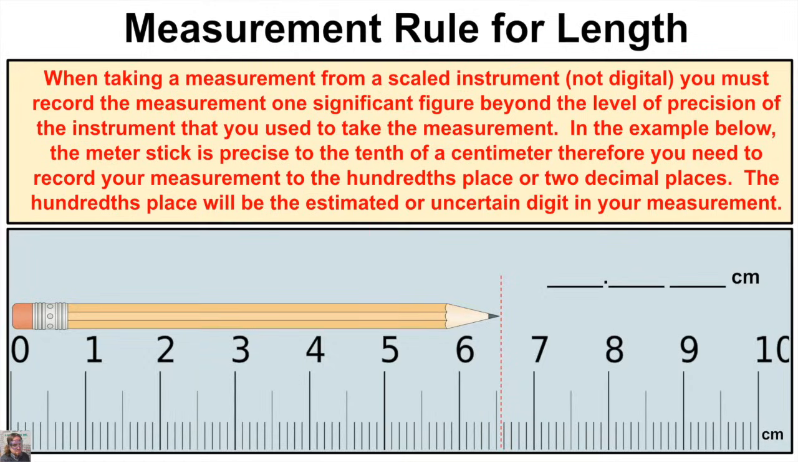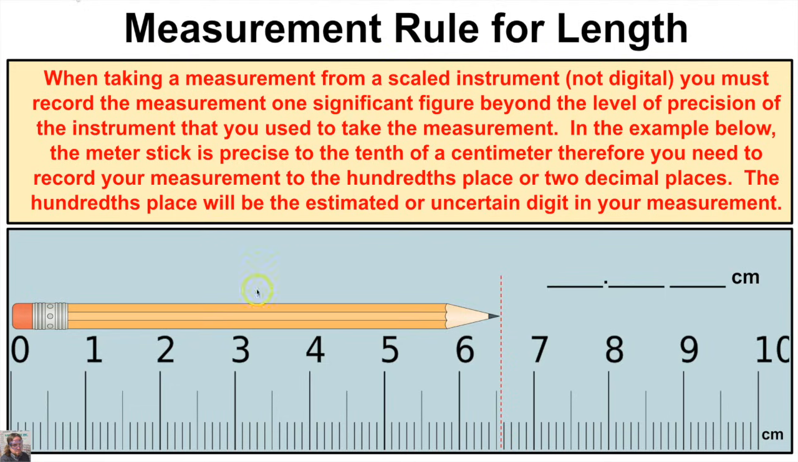When we're measuring length, it says right here that when we take a measurement from a scaled instrument, meaning not a digital instrument like a meter stick here for example, you must record the measurement one significant figure beyond the level of precision of the instrument that you use to take the measurement. So what the heck does that mean?